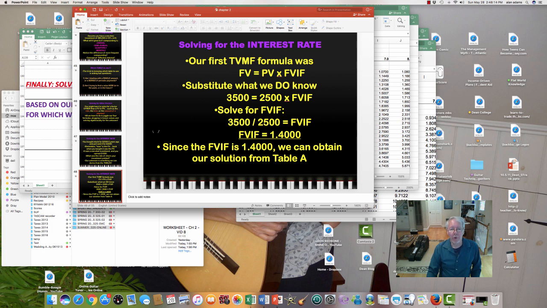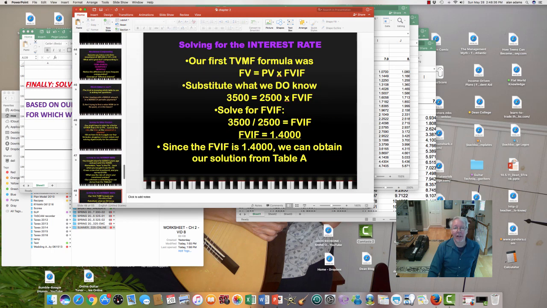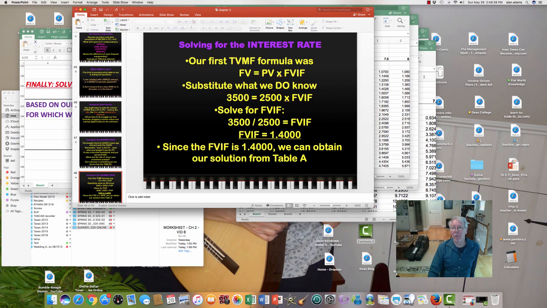So 1.4. Now I know the FVIF is 1.4. Now, there are two factors that make up that FVIF. Time and the rate. I'm trying to find the rate. I need to know the time in order to find it. I know the time. It's 5 years, right? The preceding slide. 5 years ago. So, if I therefore go to table number 1 or table A, I'm going to look for that 1.4.